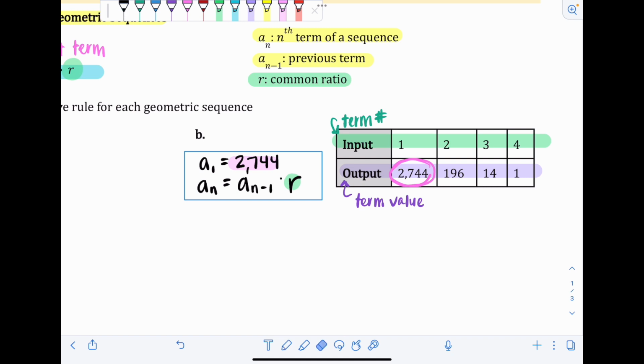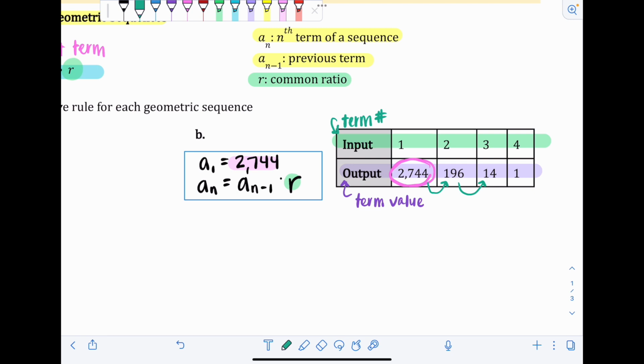Okay, so what I mean by knowing the backup way is, r is what we're supposed to multiply by to get to the next term. And I don't know what you have to multiply 2,744 by to get to 196. I just don't know it. And if you do, more power to you, but I don't know. And same thing, I don't know what you have to multiply 196 by to get to 14, and so on.